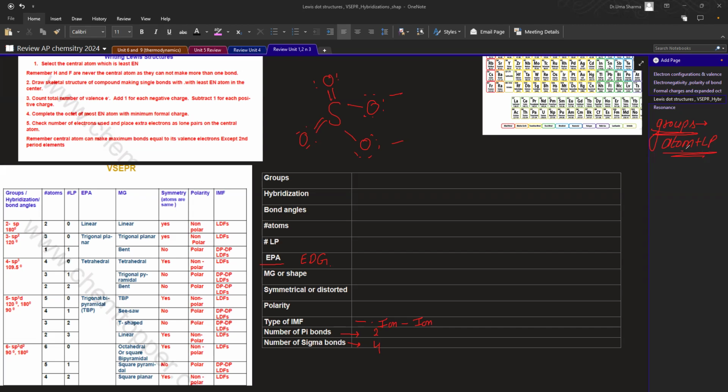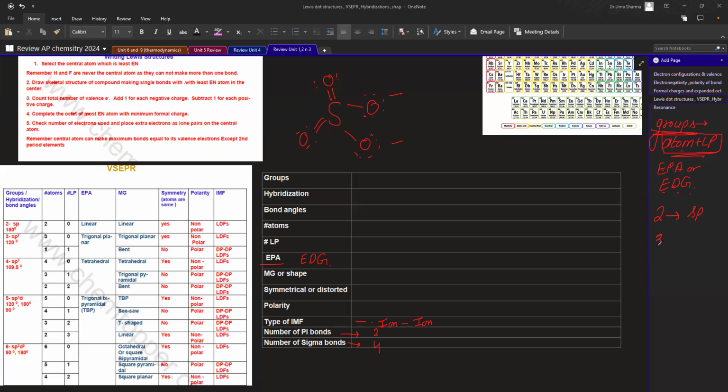Groups means atoms and lone pairs, which is going to decide the EPA. EPA or EDG, electron domain geometry. You can call it electron pair arrangement or electron domain geometry. That will be decided by the groups. If groups are 2, what's the hybridization? All of you, please try to answer. If groups are 2, hybridization is? Yes, Ritika, very good.